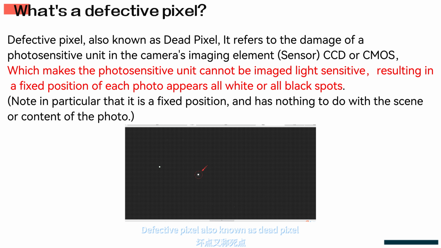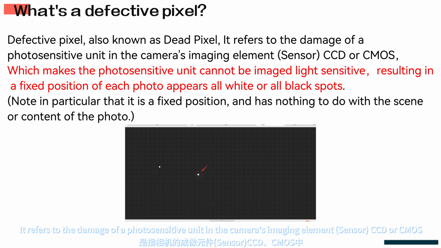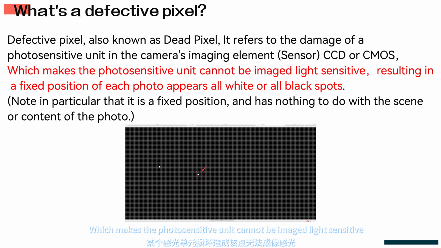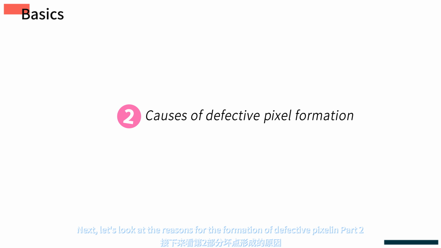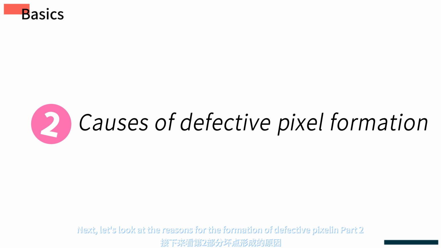Defective pixel, also known as dead pixel, refers to the damage of a photosensitive unit in the camera's imaging element sensor, CCD or CMOS, which makes the photosensitive unit unable to respond to light, resulting in a fixed position in every photo appearing as an all-white or all-black spot. Next, let's look at the reasons for the formation of defective pixels in part 2.